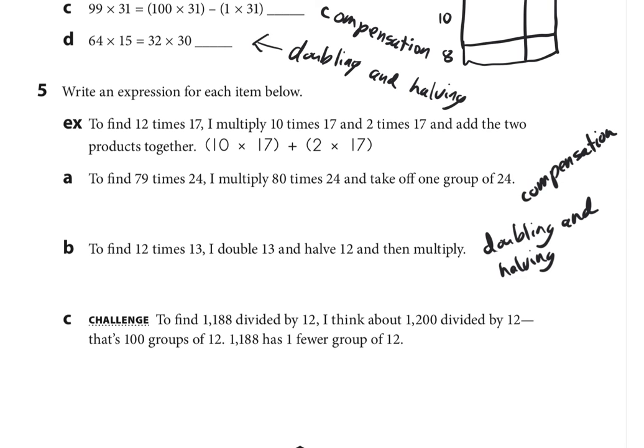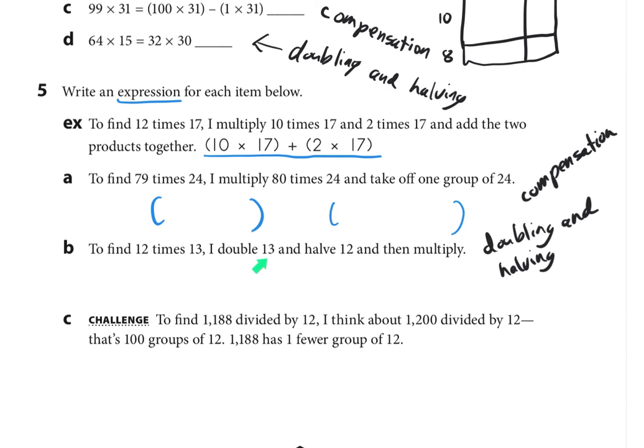So how would we write an expression for those? And an expression looks very similar to an equation, but there's no equal sign. So it's just this part of it, and you don't show the equal sign. So I'm going to write it like this, and multiply 80 times 24 would go in this. Then it says take off. What does that mean? What operation would be take off or take away? And then one group of 24 is what I would put here.